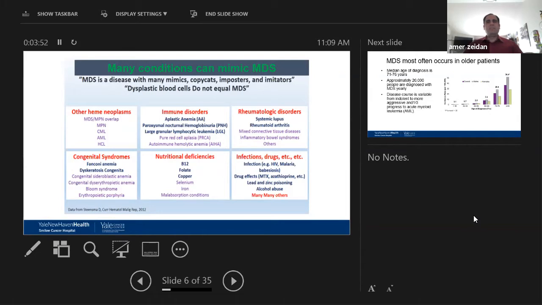Similarly, medications, for example, some antibiotics, some drugs used to treat some of those conditions, such as methotrexate or azathioprine, certain heavy metal poisoning, lead and zinc, alcohol abuse, all of those can cause a picture that looks like MDS in the blood and the bone marrow. Also, similarly, certain nutritional deficiencies in B12, in folate, in copper, some of those also can look like MDS. So I think the bottom line is that sometimes it can be tricky to diagnose MDS, and there should be a very thorough workup and often referral to a specialized center.